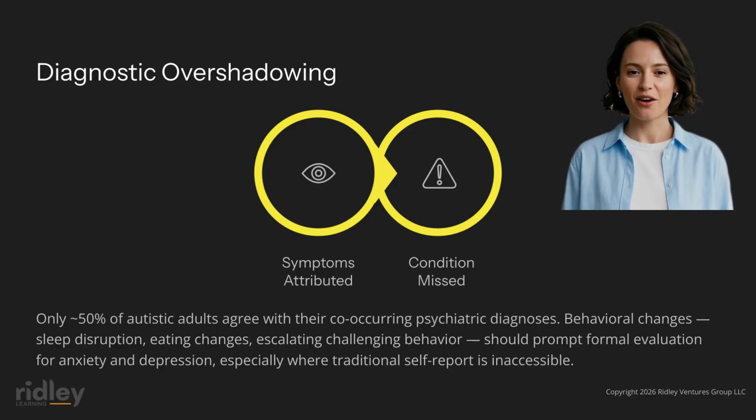The DSM-5-TR advises that observable behavioral changes, such as changes in sleep, eating, or escalating challenging behavior, should prompt formal evaluation for anxiety and depression. This is particularly important for individuals with communication differences for whom a traditional self-report psychiatric interview may be inaccessible.